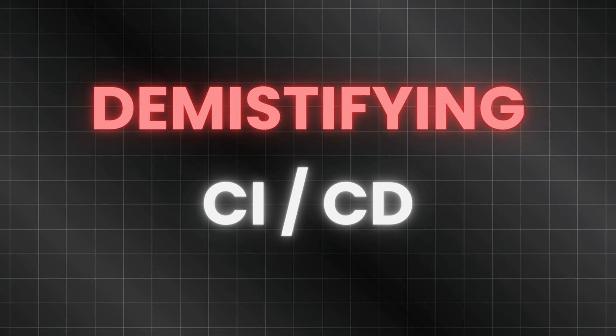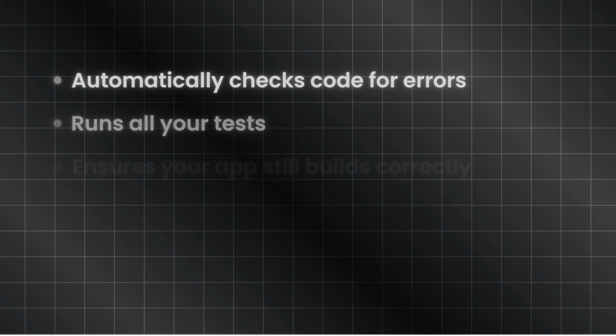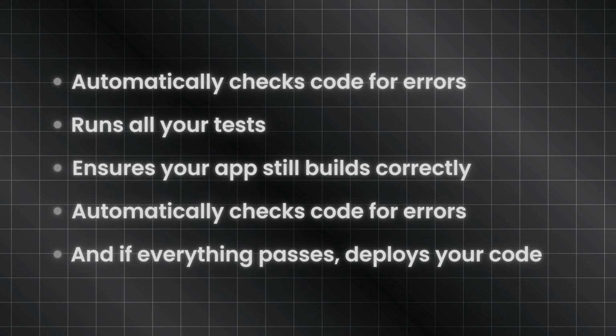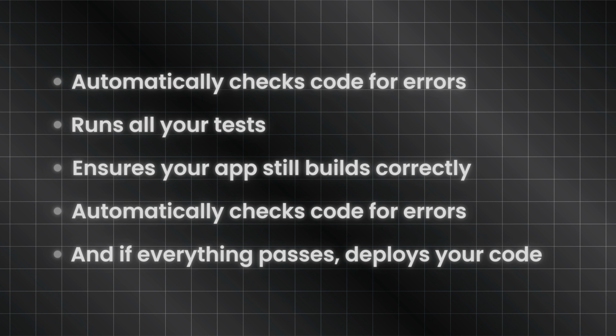Now let's demystify CI/CD, continuous integration and continuous deployment. When I first started, I used to manually check my code, run tests and deploy. But this used to take a lot of time and was error prone. So here's what I changed. Imagine having a robot assistant that automatically checks your code for errors, runs all the tests for you, ensures your application still builds correctly, checks for performance regressions, and if everything passes, deploys your code. That's CI/CD for you. The best part about CI/CD is it runs automatically. Just push your code and let the pipeline handle the rest. No more wondering if you forgot to run the tests or check bundle size.